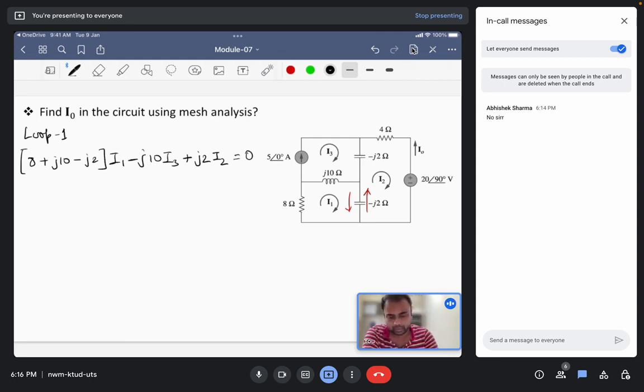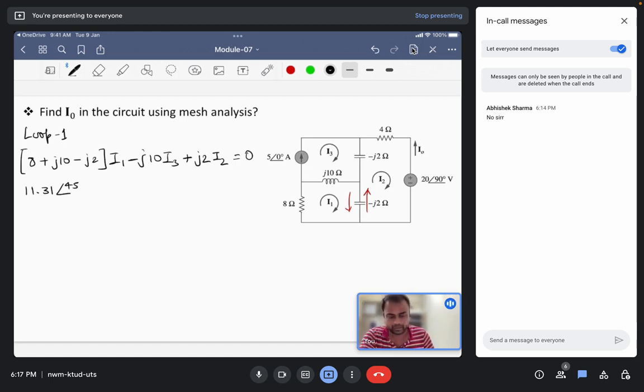So again we have to simplify this term. So let us write this in vector form, that will be easier for us. So the first term, that is 8 plus 10i minus 2i, is 11.31 with angle 45 degrees.